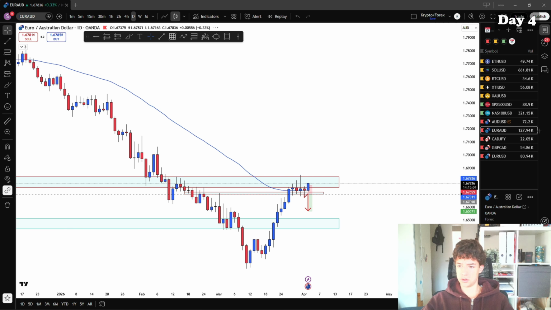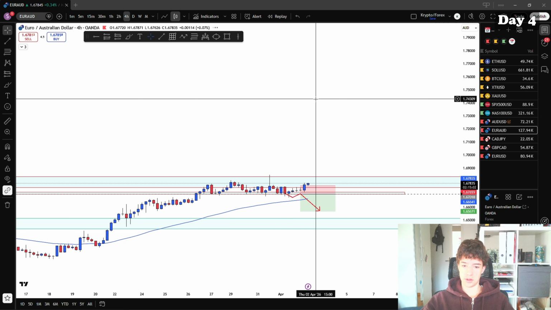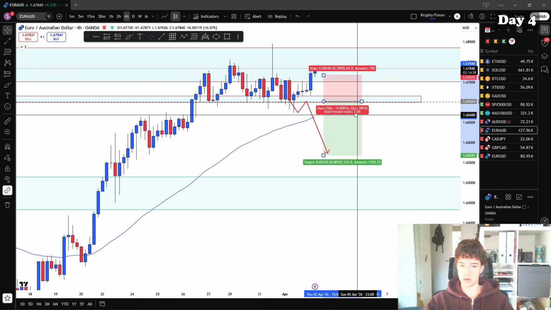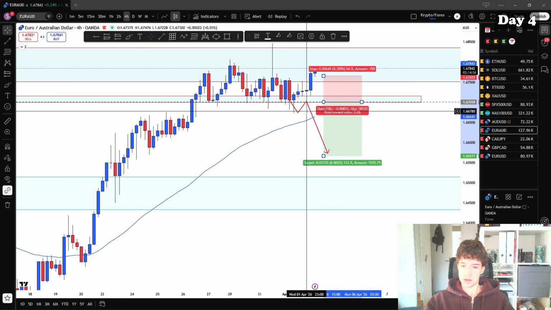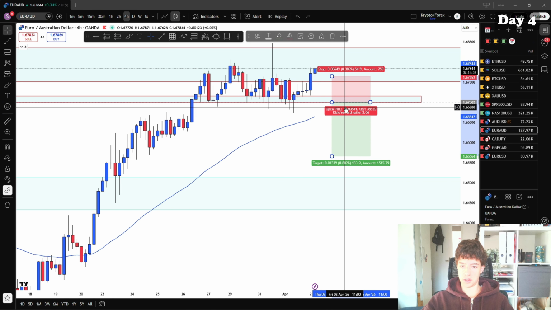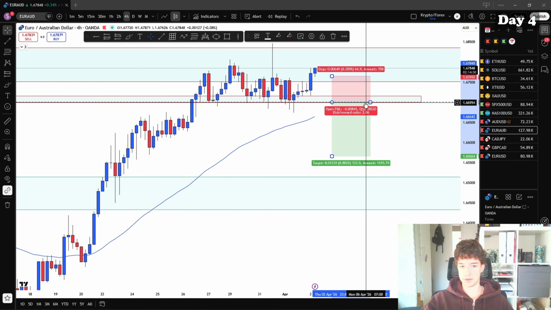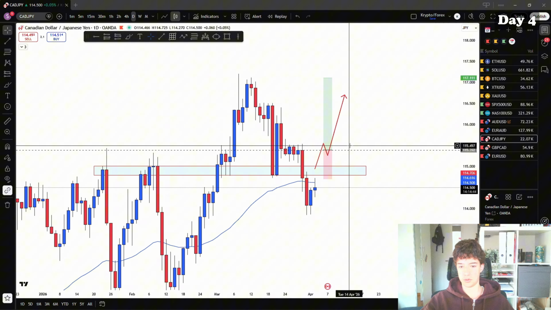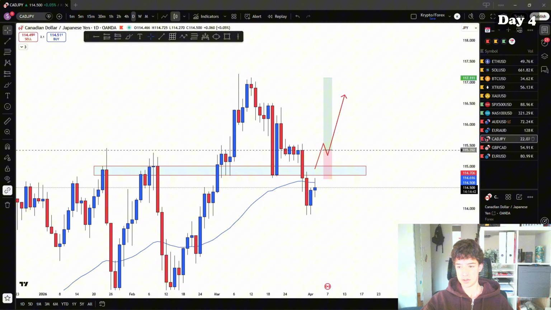And on Euro AUD we are still rejecting from this area, so we haven't closed under it yet. So I'm still waiting, because if we close under we can still get the opportunity. On CAD JPY I'm still waiting for the close above to then buy to the upside, still the same.